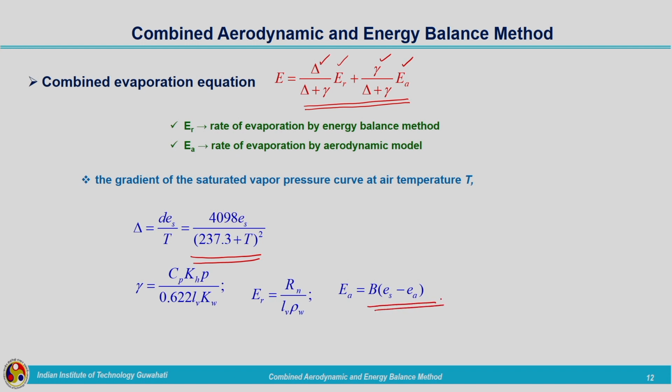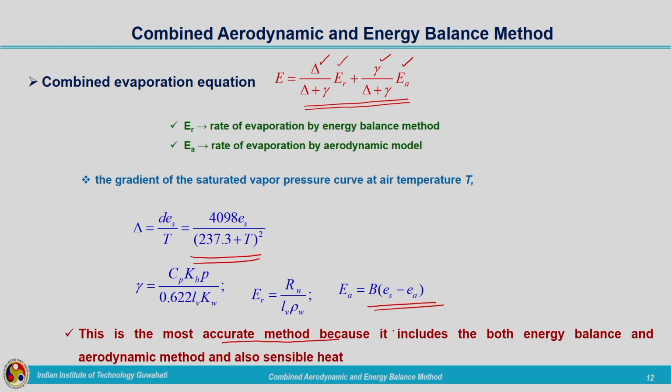Now, this is the most accurate method for calculation of evaporation because it incorporates both the aerodynamic method and the energy balance equation. At the same time, the energy balance method was ignoring sensible heat, and here we have incorporated the sensible heat also. So altogether this equation will give you an accurate estimate of evaporation.